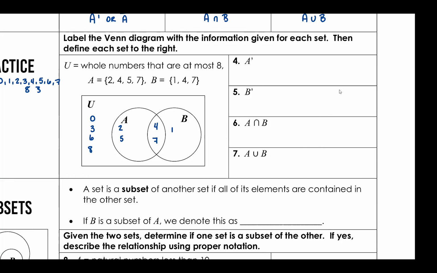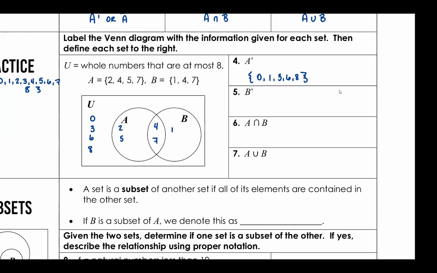So we want numbers that are not in A. So anybody that's not in A would be any number in our universal set. So we've got 0, 1, 3, 6, and 8. The only numbers that can't be are 2, 5, 4, and 7.